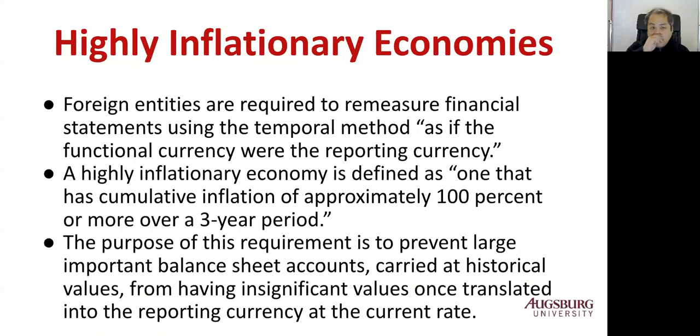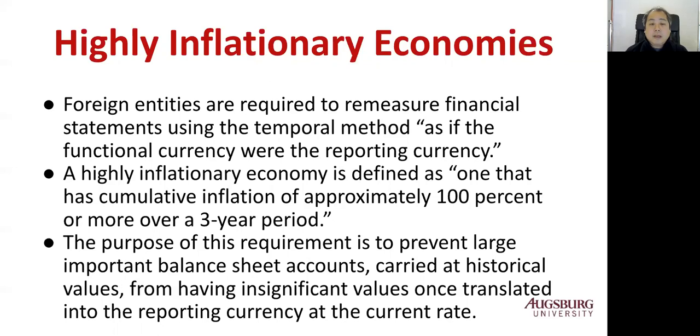Now there are concerns about highly inflationary economies, because if inflation is too high, then the translation of the currency keeps changing, right? So foreign entities are required to remeasure the financial statements using the temporal method. They allow you to use the temporal method because the current rate method keeps changing with the exchange rate. And if you run a company in a highly inflationary economy, the exchange rate keeps changing too much. So they can use the temporal method as if the functional currency were the reporting currency.